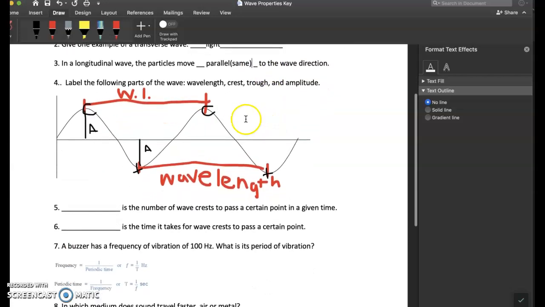Okay. Part 4, label the crest to crest, trough to trough. Both of those are wavelengths, and amplitude is anywhere from midpoint to the top of a crest or bottom of a trough.